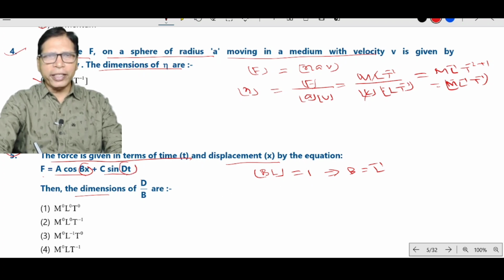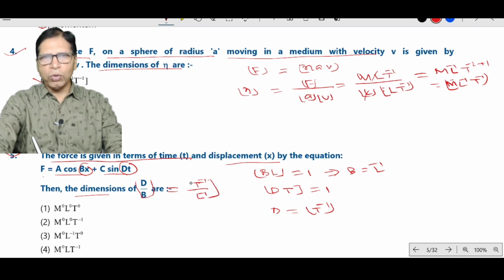dt also represents angle. dt has no dimension. So the dimension of d into the dimension of small t is equal to 1. So d has dimension T^-1. Now look at this, the dimension of d by b. That means T^-1 divided by L^-1, which can be written as LT^-1. So this represents velocity. Now look at this, option 4 is correct.